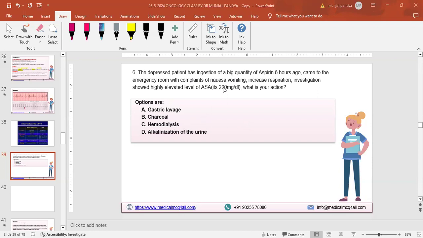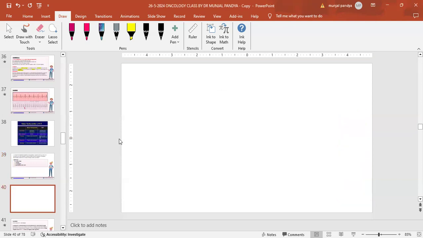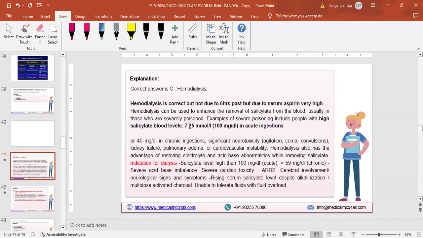I'm just trying to understand from you. Is there any level in the blood where you do the alkalinization, or any level in the blood where you do hemodialysis? Sir, it depends on the amount and the time frame. Hemodialysis more than 100. Okay, great, so this is some cutoff line. So more than 100, you may have hemodialysis. So hemodialysis is the correct answer, not due to 6 hours, but because the serum aspirin is very high.